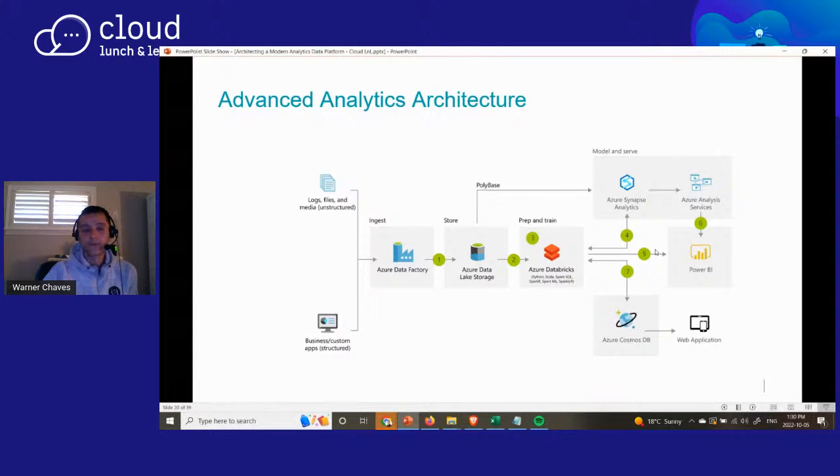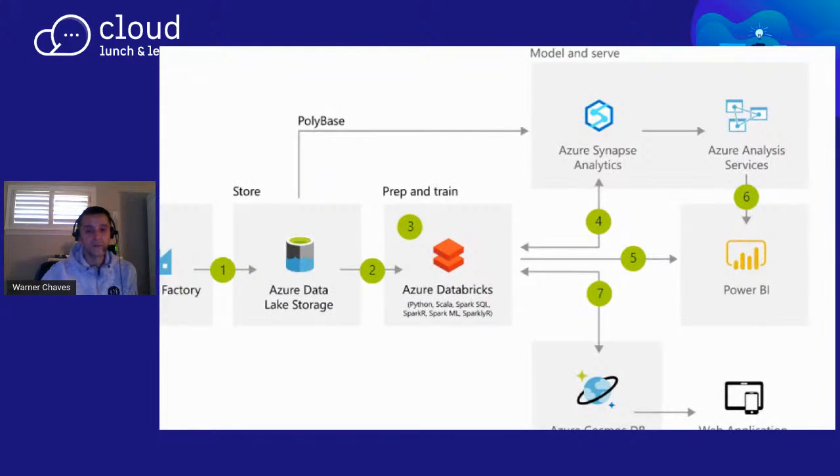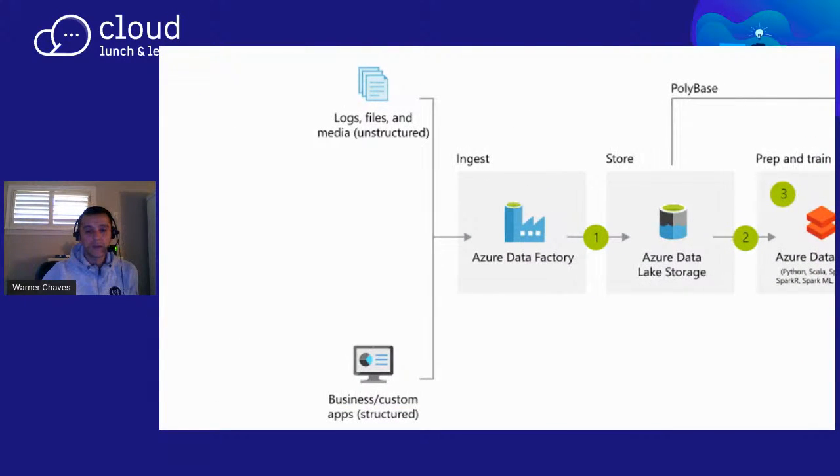Okay, this one Microsoft calls an advanced analytics architecture. It has a couple of different things from the one we just saw. So we still have this part where we do the ingestion, we have a business custom app, we have some unstructured data here, logs, files, just like the previous architecture had some mix of SQL and files. We are still using Data Factory for ingesting. We're still using Azure Storage for ingesting.